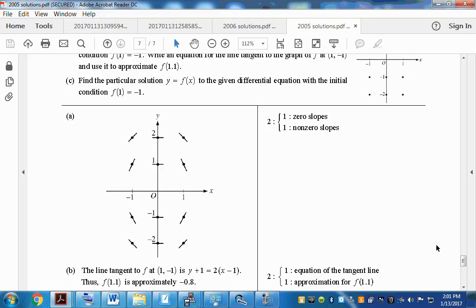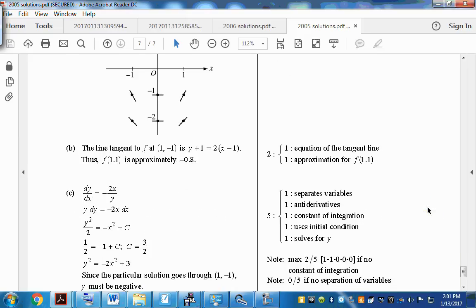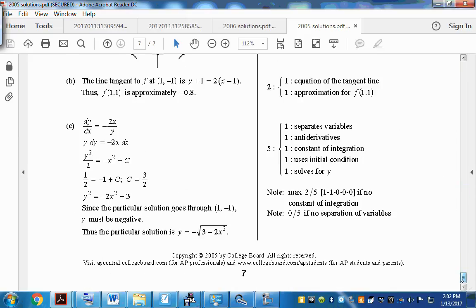It was worth a couple of points. You get 1 point for the 0 slopes, these guys, and you get 1 point for the non-zero slopes. Notice I didn't give you part B. You didn't have to worry about that. But for part C, it was worth 5 points, right? Separate, antiderivatives, constant. Okay.